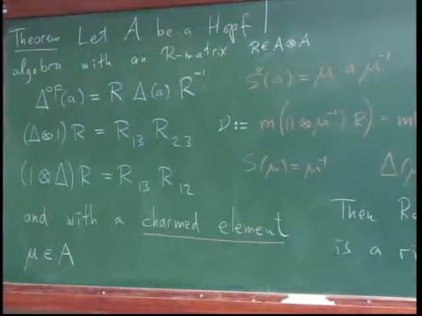Sorry? Just repeat the last statement. So this mu, you need this as a map from, so let me. Double dual, but with which condition? Okay.